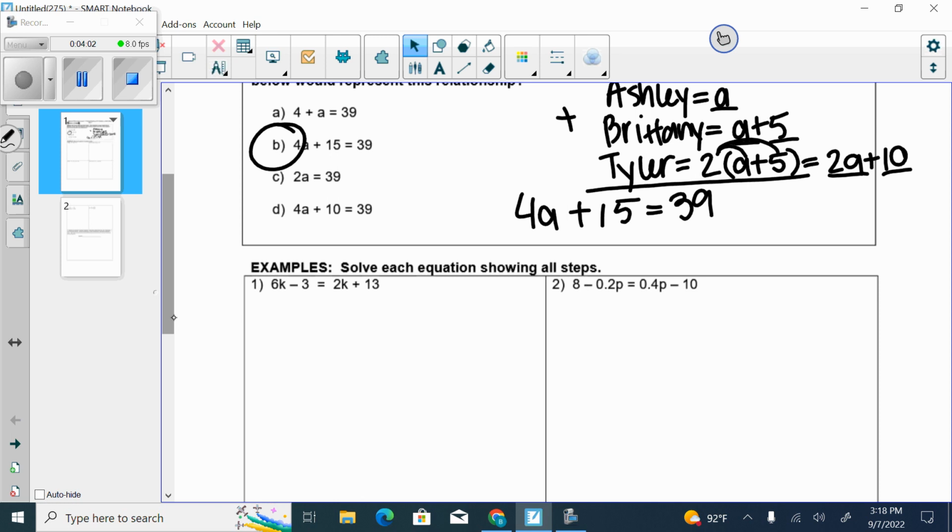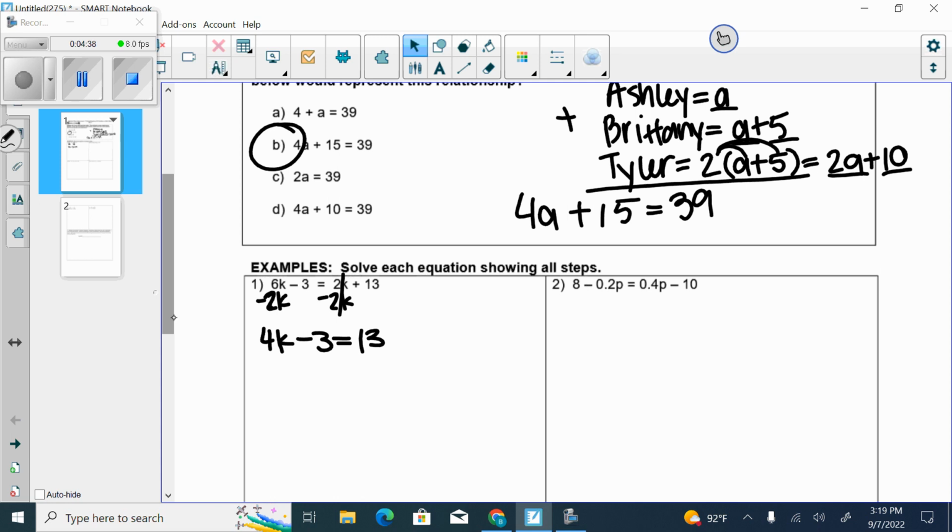Okay, so if we're trying to solve for k, that means I need all of my k's on the same side, right? Right now I have 6 over here and 2 over here, and I want them all together. So what could we do to move the 2k over here with the 6k? Very good. So I'm going to subtract 2k from both sides of my equation. All right, so now I've got 6k minus 2k. What's that going to give us? And then we still have minus 3 equals 13.